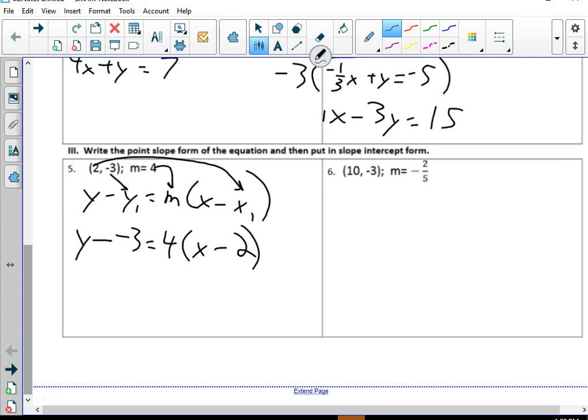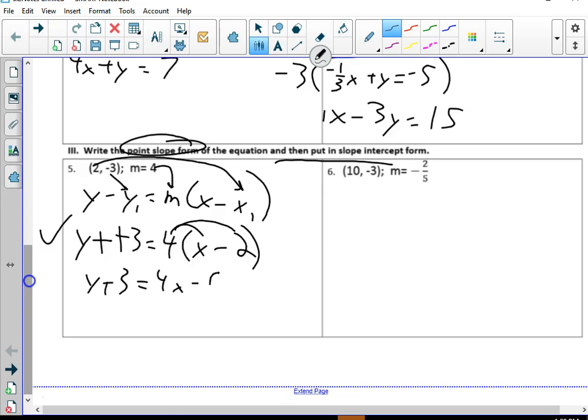Okay, and this is really plus 3, right? Now, we did this, right? We wrote point slope form. But now it says, then put into slope intercept. Okay, so this is 1. We did the first task. Now we got to go one more step further. We got to multiply by 4. Y plus 3 equals 4x minus 8.